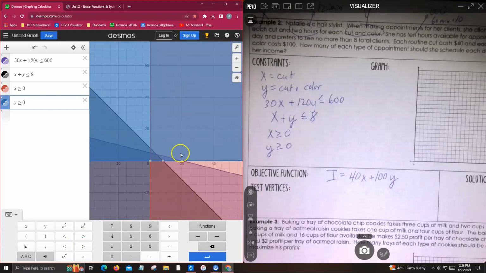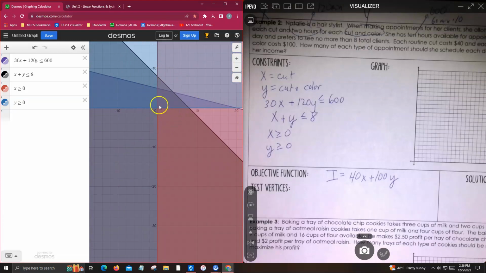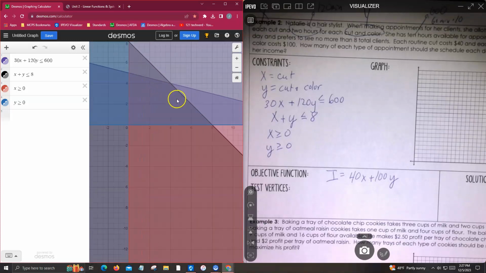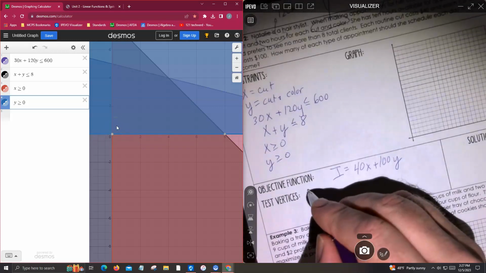All right, I'm going to zoom out. I can see that all of my shading takes place in this region. So I actually have 4 points to check. 0, 0 doesn't make any sense, but technically it's one of them. It's definitely not going to maximize her income, because it means she didn't work at all and had no clients. I wouldn't even test that one, to be honest, because it doesn't make sense, but I'll put it down as a possible answer.